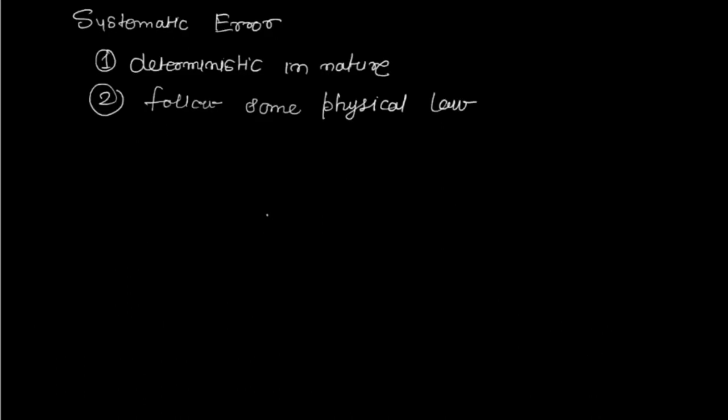So the next error is the systematic error. As the name suggests, the amount of error in a systematic error is deterministic in nature, and it follows some physical law. So we will see it by an example.